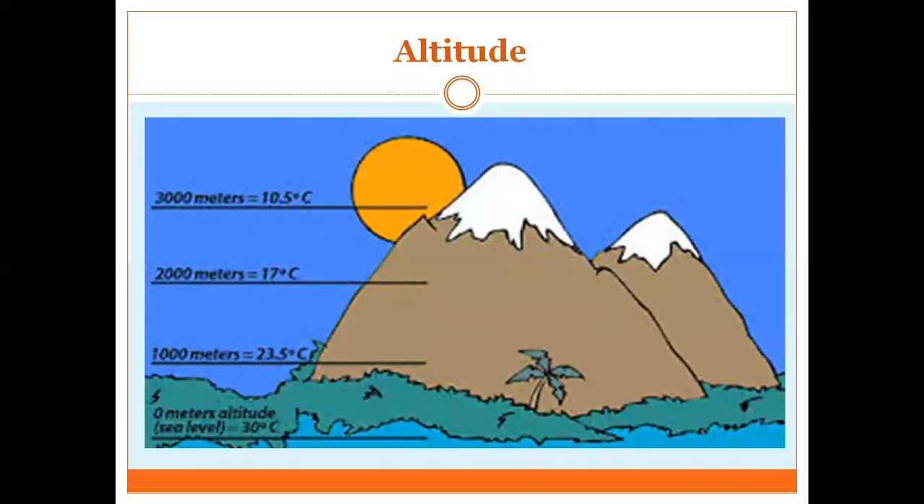Now look at this picture. This shows you that as the altitude increases, the temperature decreases. You can see at 0 meters altitude the temperature is 30 degrees centigrade, whereas at 1000 meters it decreases to 23.5 degrees centigrade. When we reach 2000 meters of altitude, the temperature decreases to 17 degrees centigrade. When we reach 3000 meters, it decreases to 10.5 degrees centigrade.